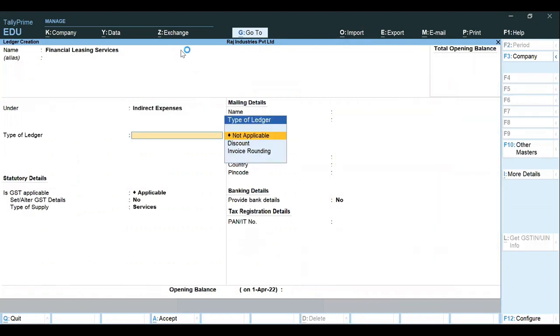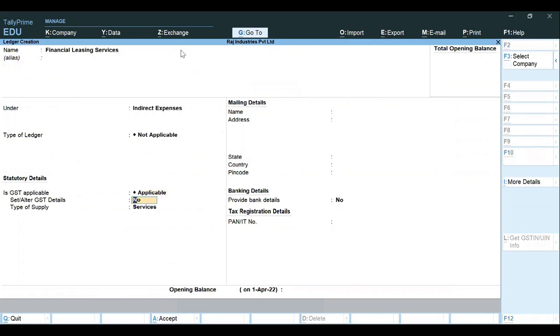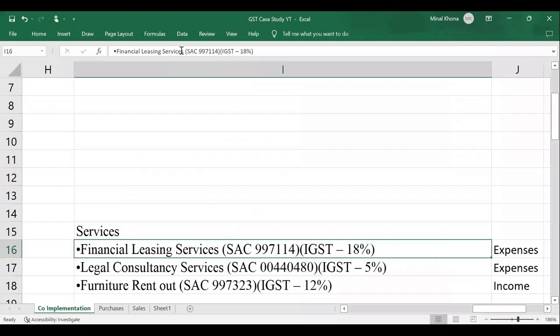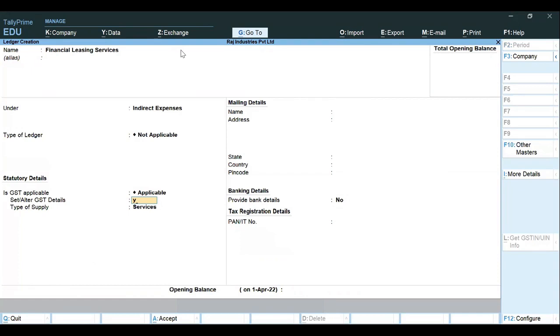Type of ledger, not applicable. Is GST applicable? Yes. So set all to GST. Yes, I'm going to give a rate here. So I'm going to say yes.